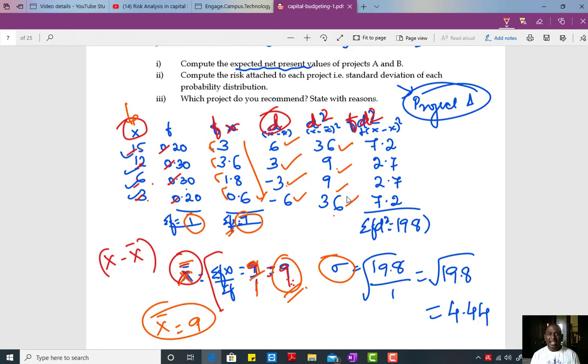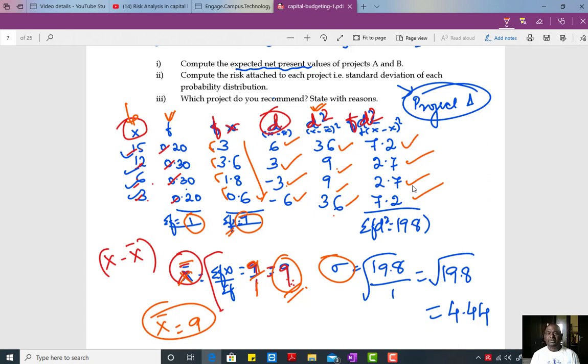Now what is our next step? FD square. Now you have F here, which is given in the problem. D square we have found out. Then you multiply 36 into 0.20, 7.2. 9 into 0.30, 2.7. 9 into 0.30, 2.7. 36 into 0.20, 7.2.